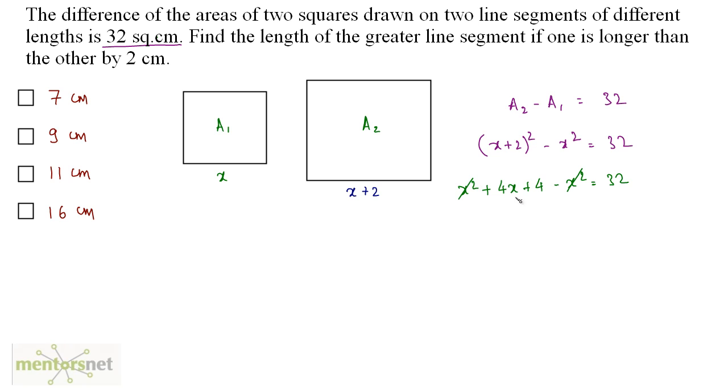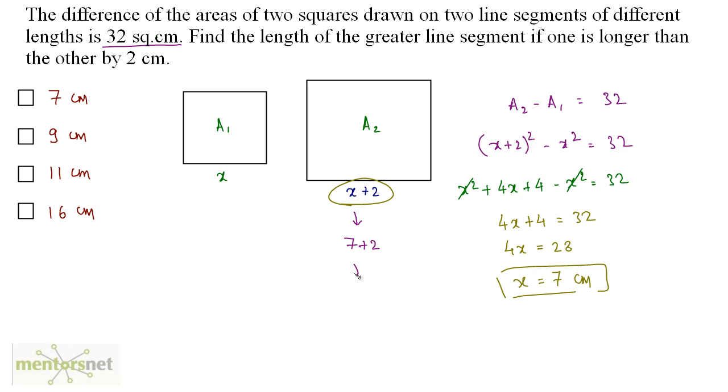This x square cancels out. What remains is 4x plus 4 is equal to 32. So 4x is equal to 32 minus 4, that's 28. Therefore x is equal to 28 by 4, and that is 7 centimeter. But this is not what is asked. We have been asked what is the length of the greater line segment. So x plus 2 is 7 plus 2, and that's 9 centimeter. So the answer is option B.